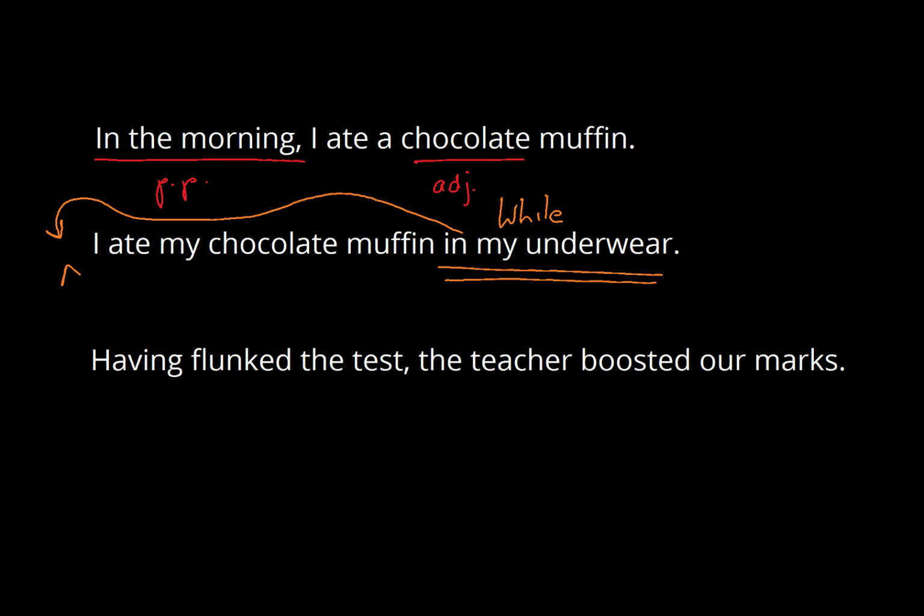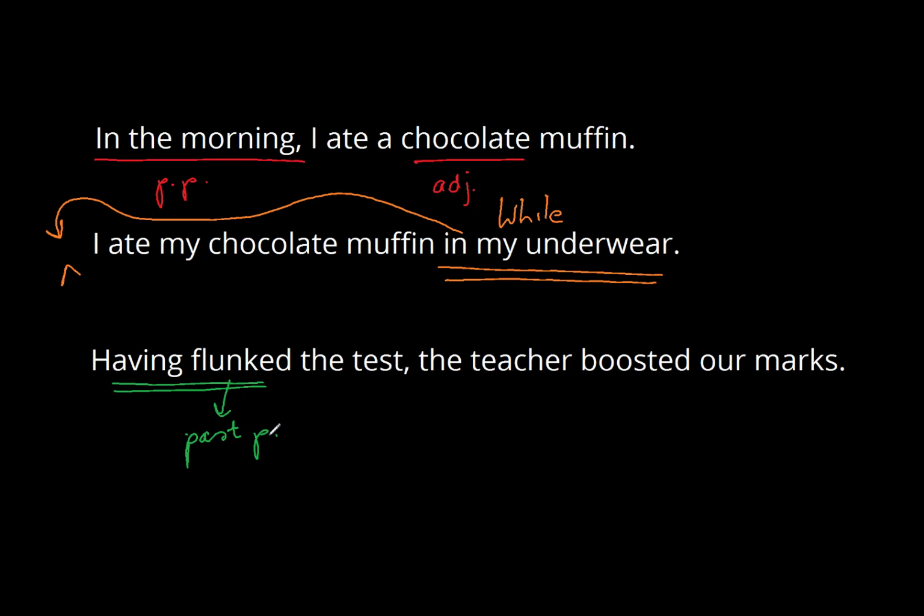Our last example is of a dangling modifier. And dangling modifiers are very easy to miss, even for experienced writers. So this one reads, "Having flunked the test, the teacher boosted our marks." Dangling modifiers usually happen at the beginning of the sentence. So "having flunked" is a past participle.